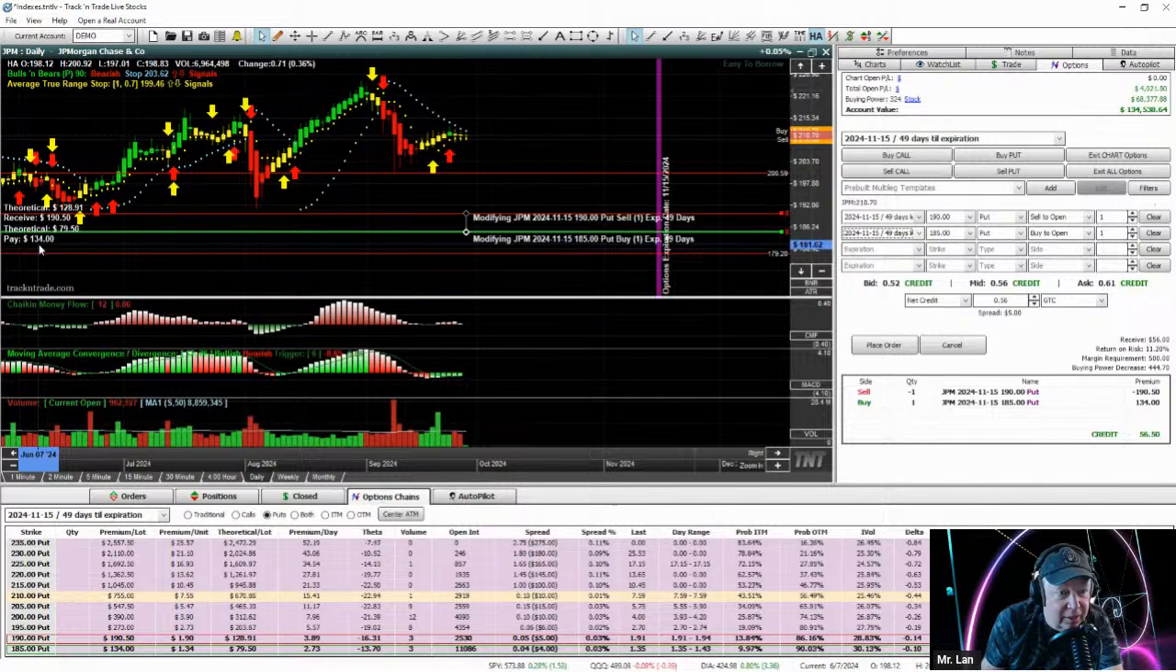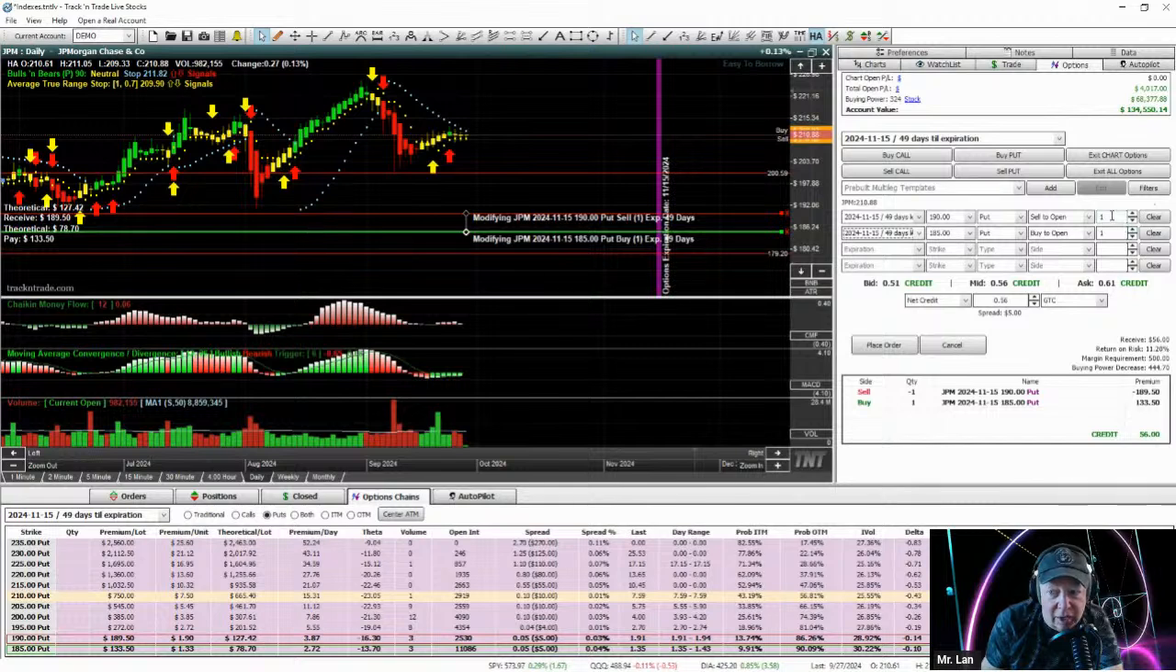Look at that, $134. But notice that the return on risk goes up. It goes up to 11%. But that's because I have a smaller margin. Margin is only $500. So the return on the risk is 11%, and I only receive $56. So $56 against my margin amount of $500 is an 11% return. That's pretty damn good, 11% return, but it's only $56.